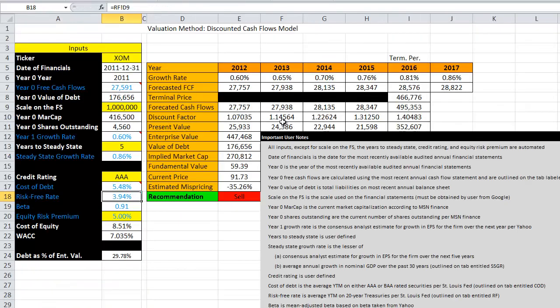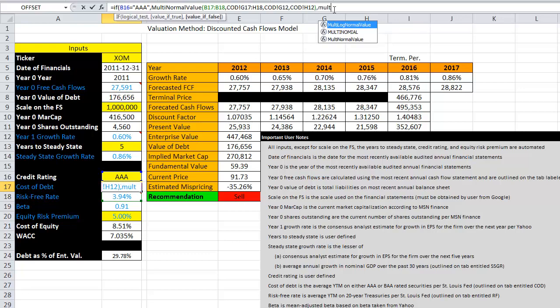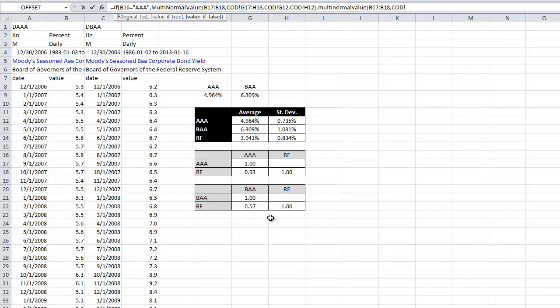Okay, but here's the issue. It could be AAA or it could be BAA. So what we want to do is this. We want to say if that cell equals AAA, then we have what we want. However, if it equals BAA, then what we want is multi-normal value. We still want B17 through B18, but now our correlation matrix would be down here, and our average would be the BAA and the standard deviation would be the BAA.